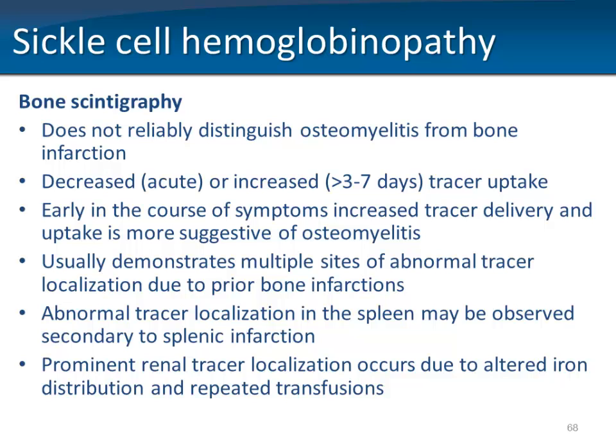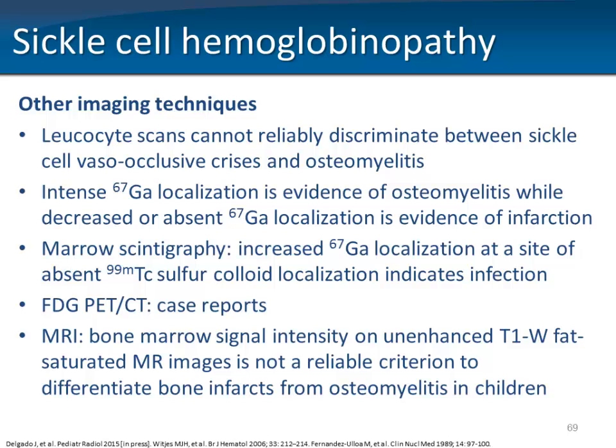Usually you see multiple sites of abnormal uptake, and usually a combination of acute lesions where you see photopenic defects combined with older lesions that will show inhomogeneous uptake. What is typical in these patients is that you see the spleen, and this is most of the time caused by previous splenic infarctions, and the kidneys can be very prominent as well due to altered iron distribution because they often receive transfusion. So what about other imaging techniques?